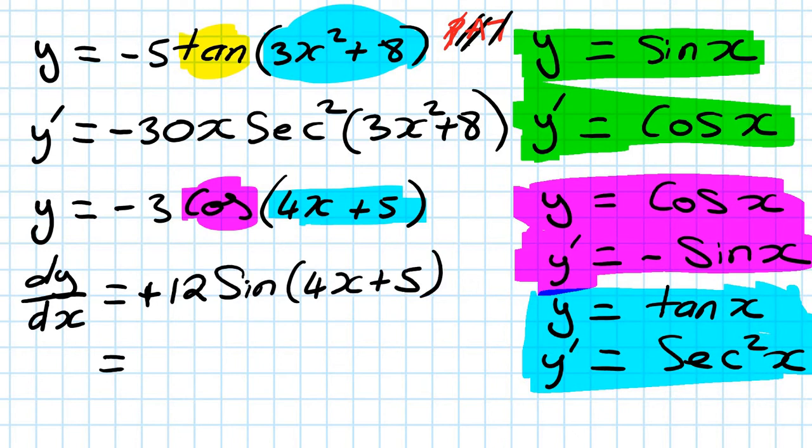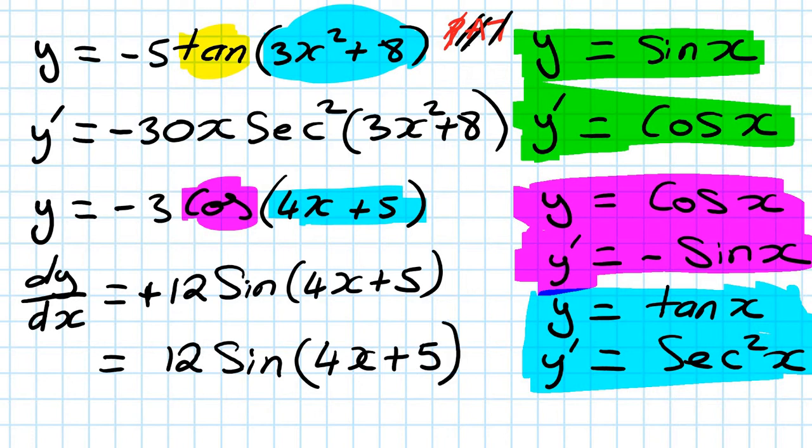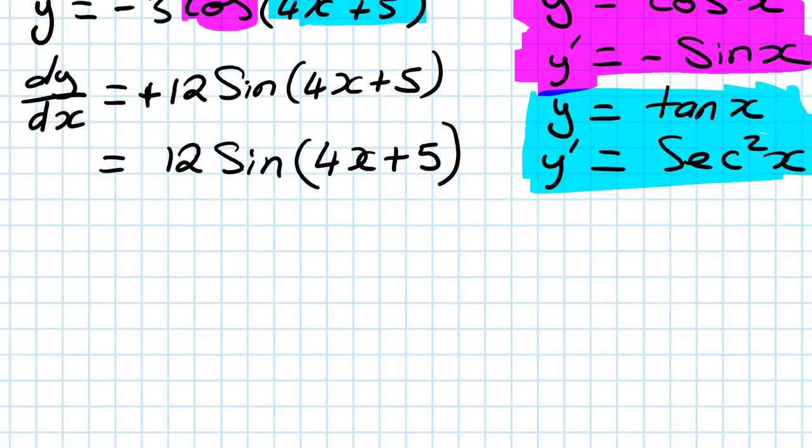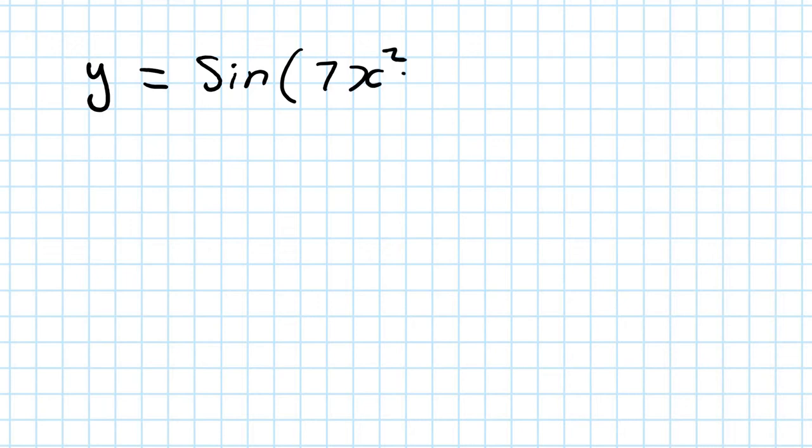So this is the 12. I rewrite 12 sine of 4x plus 5. See, that's all. Okay, let's move on to the next question. Let's say y is equal to sine of 7x squared plus 3x.